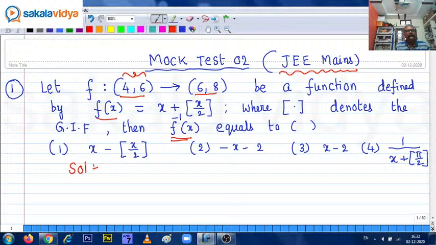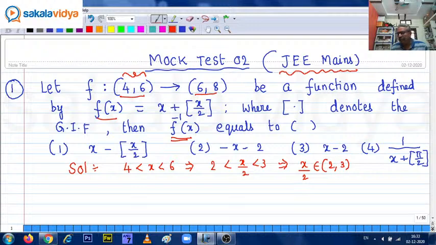First see, x lies between 4 and 6. Divide by 2: 2 is less than x by 2, which is less than 3. That means x by 2 belongs to the open interval 2, 3. So less than 3, greater than 2. It will be 2.1, 2.2, 2.3 like that.